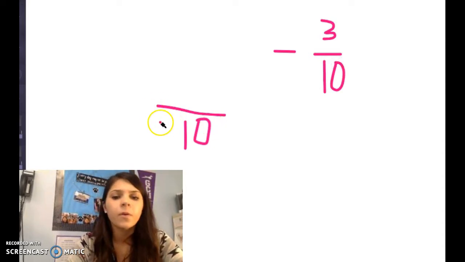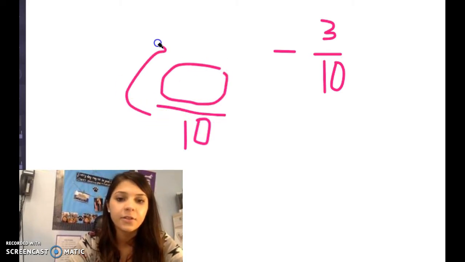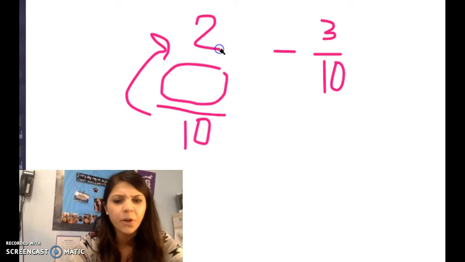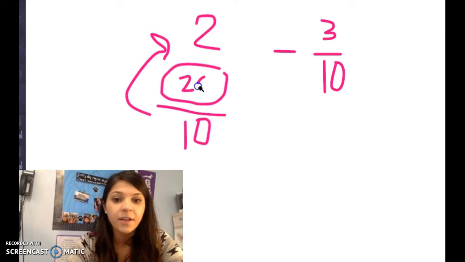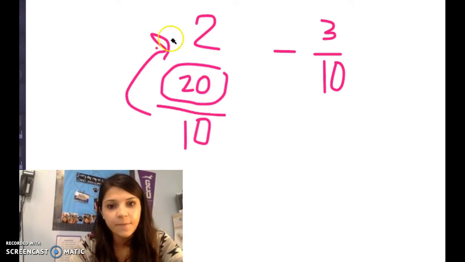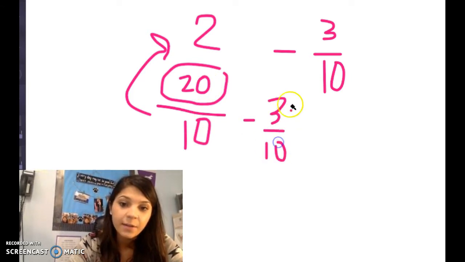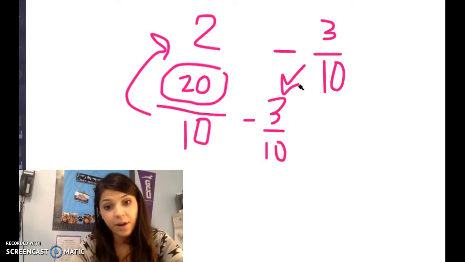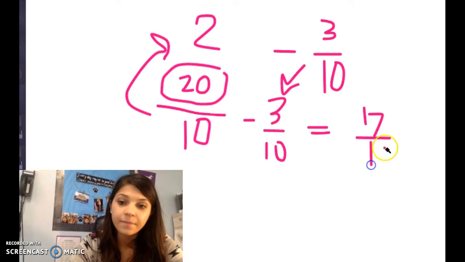I have to figure out what number, if I divide a certain number by something, is going to get me the answer 2, right? So I know that if I divide 10 from 20, it's going to give me the answer 2. So that's how I end up with 20 on the top. I do 20 over 10 minus 3/10, so I just copy down exactly what was above, and then I subtract. So I should get 20 minus 3 is 17, and I have that over the number 10.